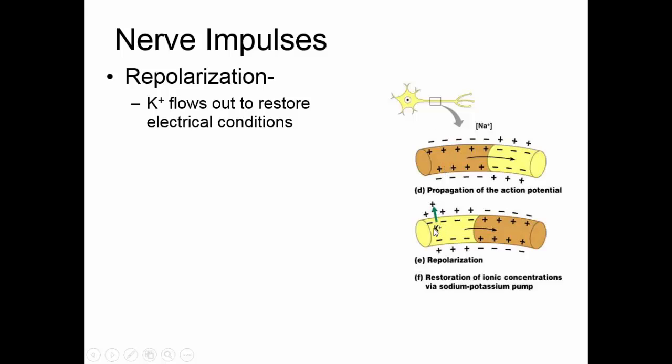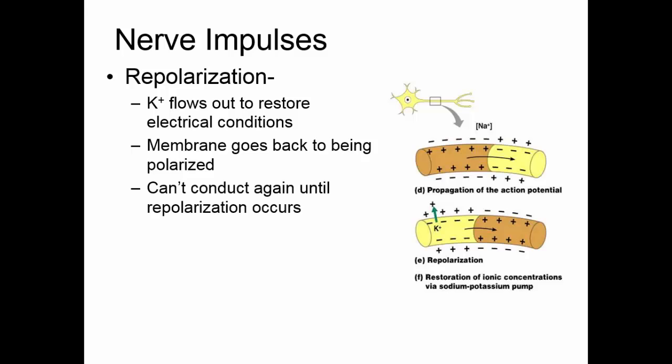rushes out of the cell. Potassium is positively charged, and so we restore that positive on the outside, negative on the inside charge that we had prior to the depolarization. The membrane goes back to being polarized, but things are not quite normal because now we've got potassium outside the cell and sodium inside the cell, and we have to get that fixed. And until we fix that, we cannot conduct another nerve impulse.